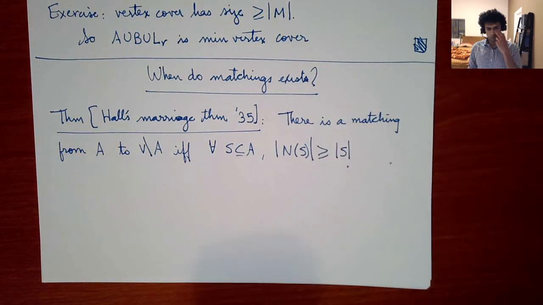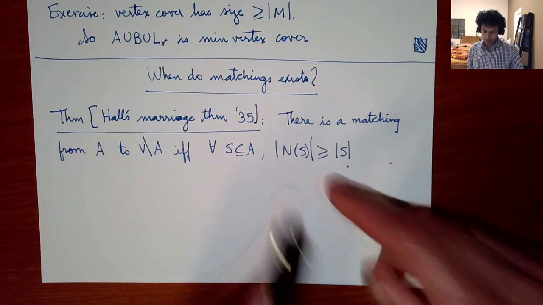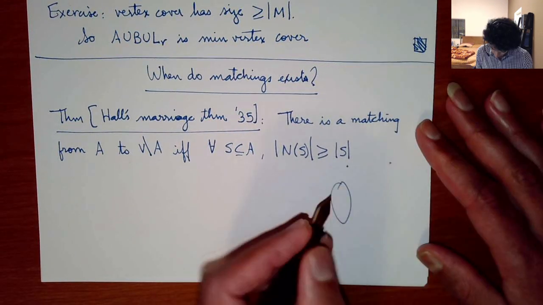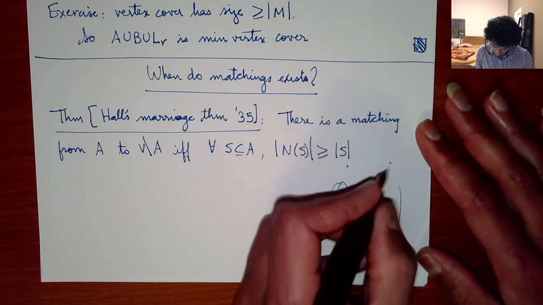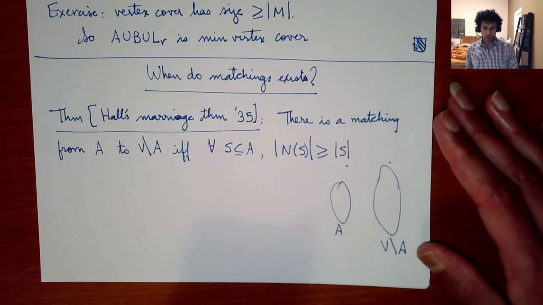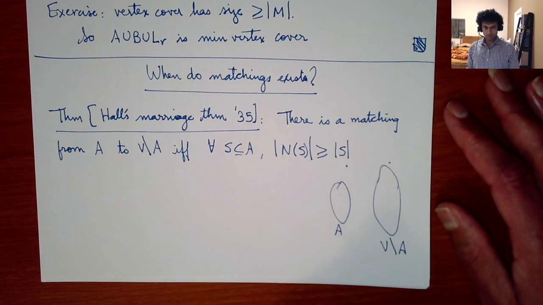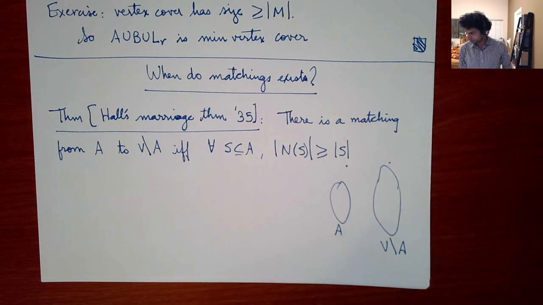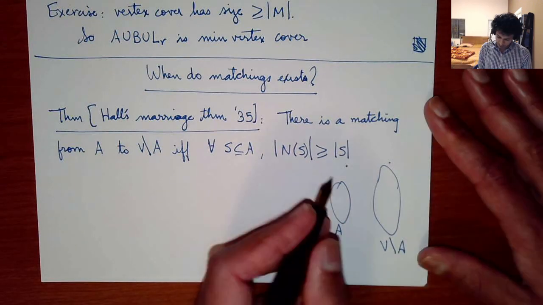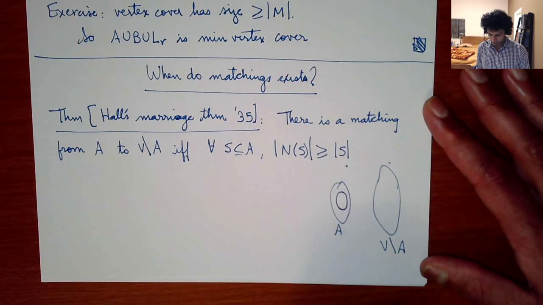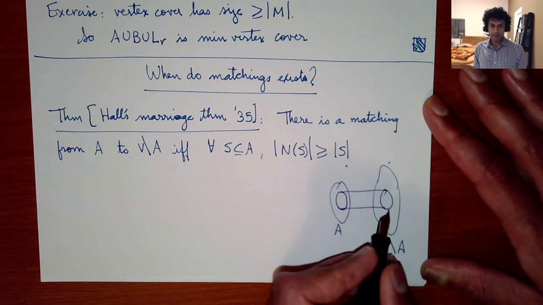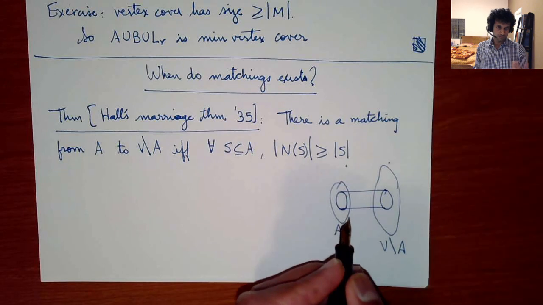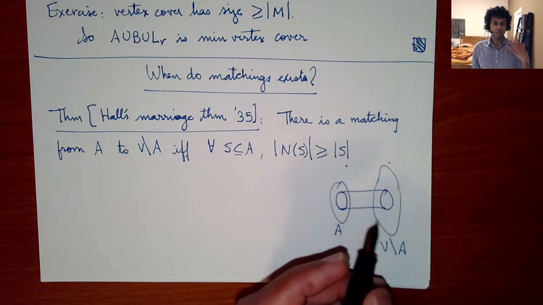It's a very beautiful theorem. One way to picture this is think of this as A, and this is V minus A. And you want to understand, is there a matching from A to V minus A? And this simple condition says you look at every subset, and you look at the neighborhood of the subset. And as long as the neighborhood size is at least the set size, there exists a matching.